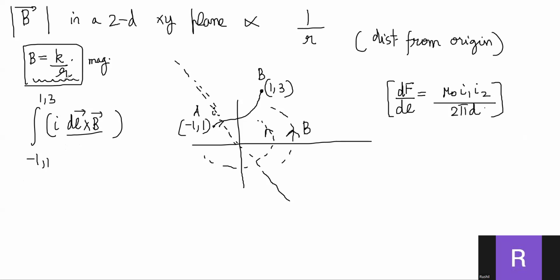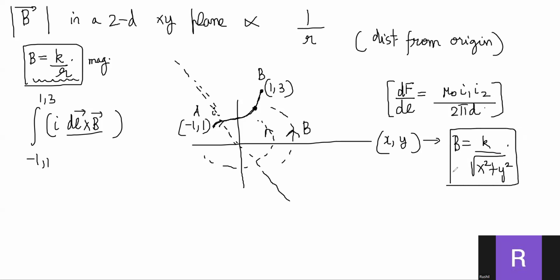So B is like this. At any random point here, let's say (x, y), which is a point on the wire somewhere, we can say that the magnitude of B will be k by root over x square plus y square, and the direction would be tangential to the circle.